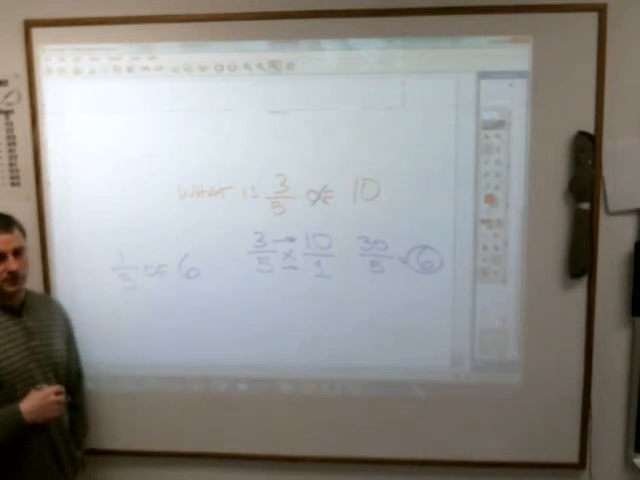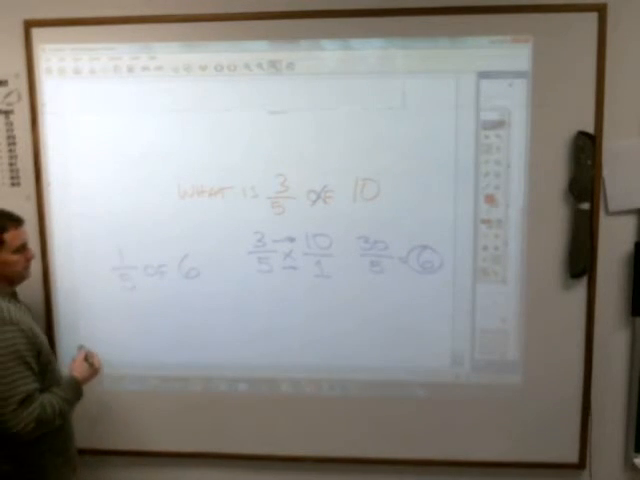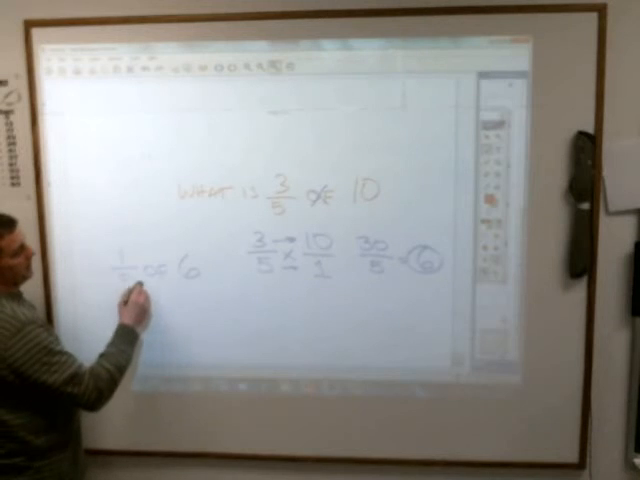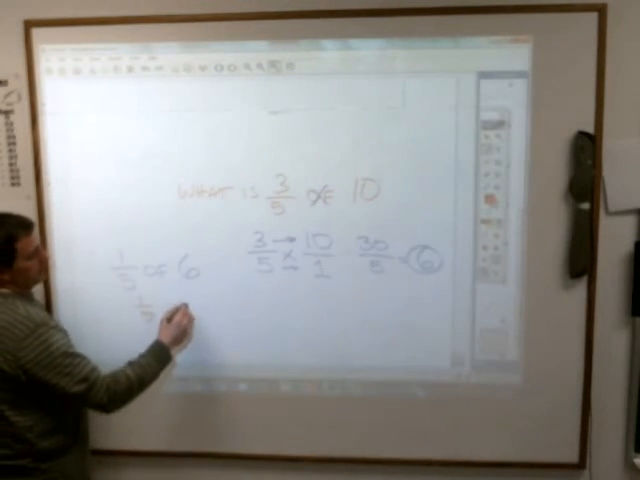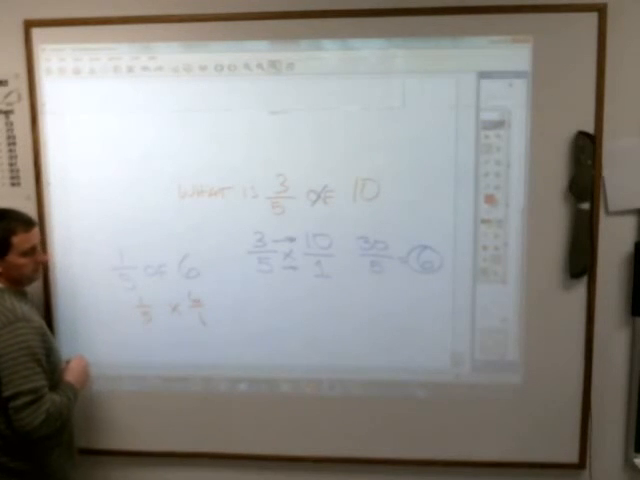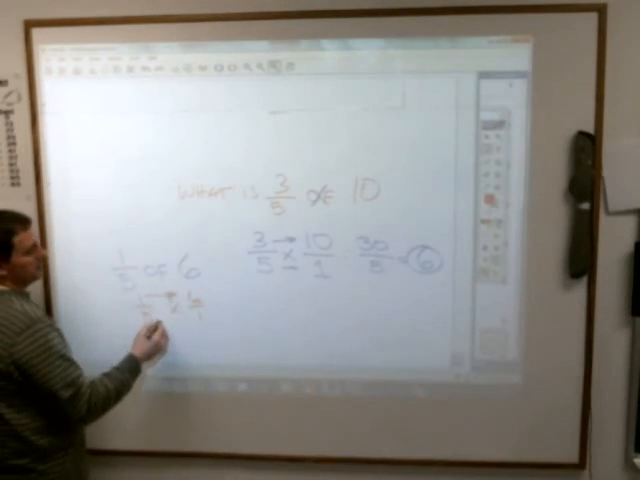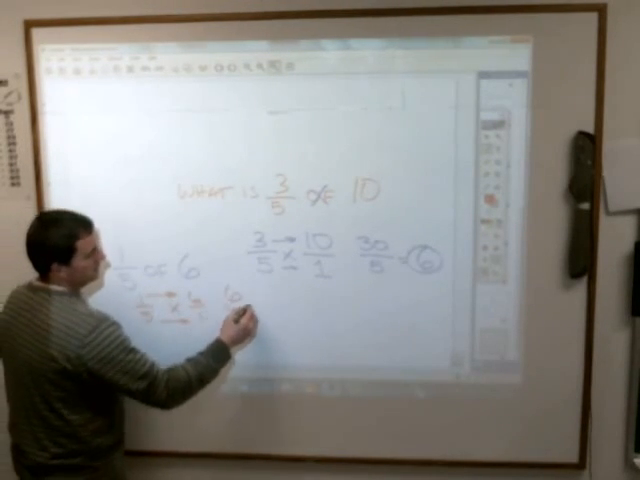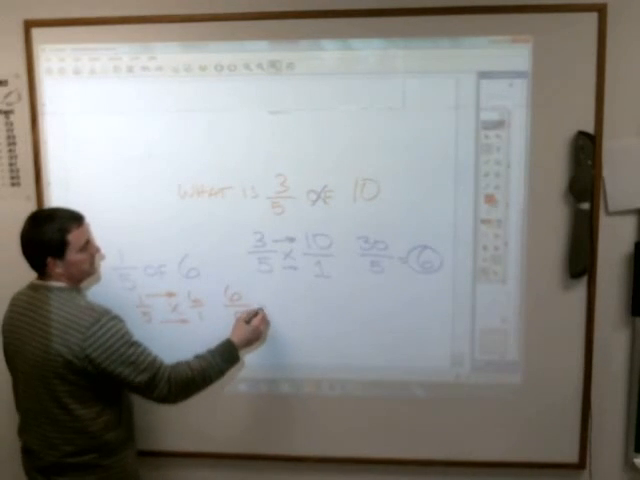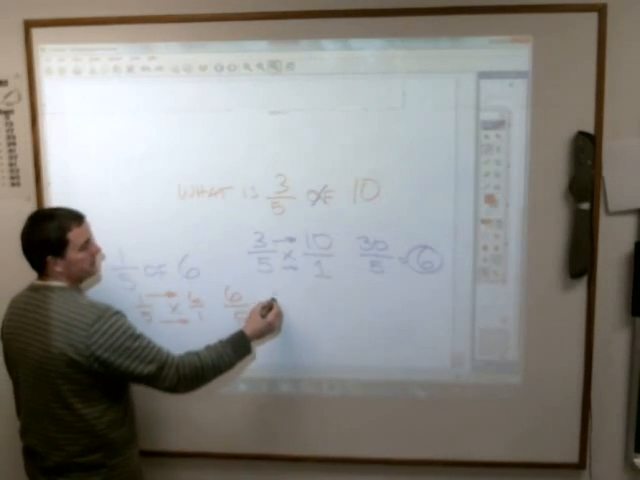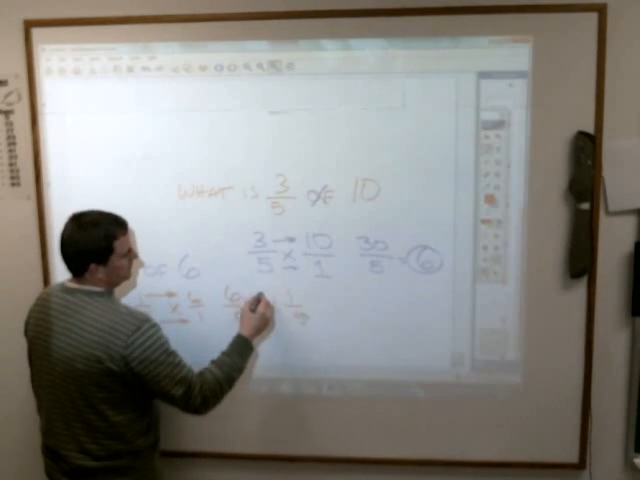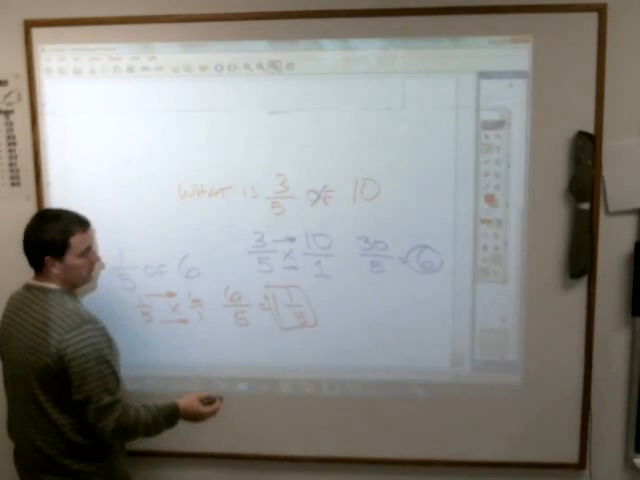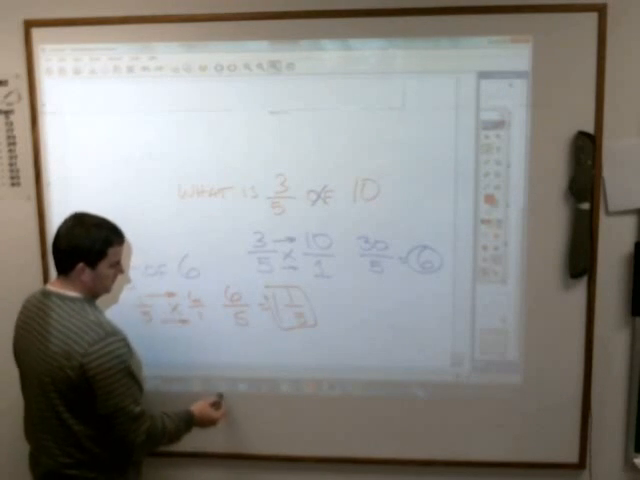1/5 of 6 is what, Caleb? 1 and 1/5. Correct, because you changed of to times. 1/5 times 6/1. Multiply across, you get 6/5, and then changing this improper fraction to a mixed number, 1 and 1/5. Stop me if you have any questions on that. Sammy?